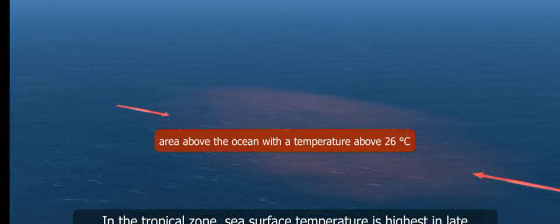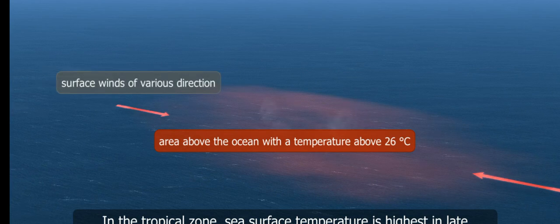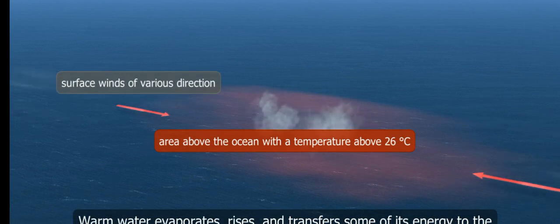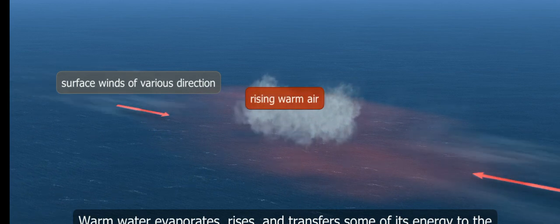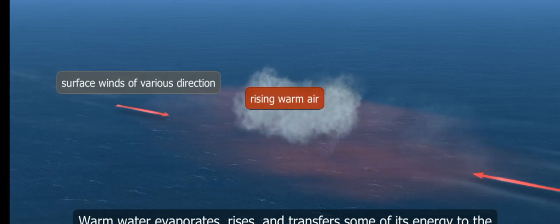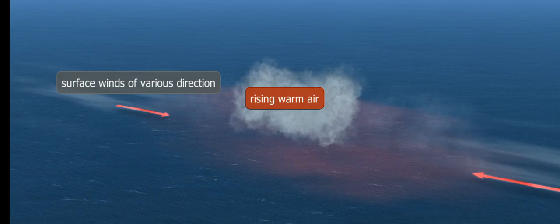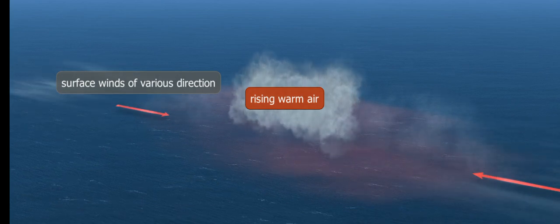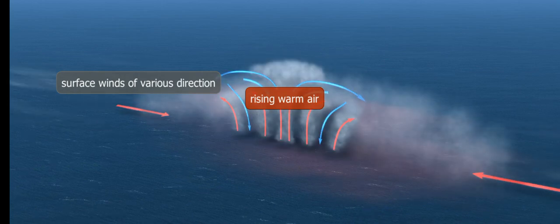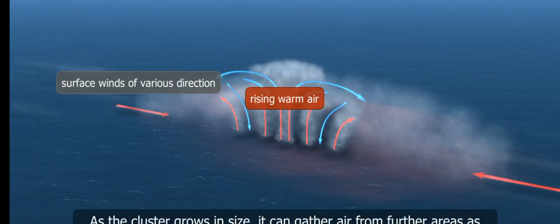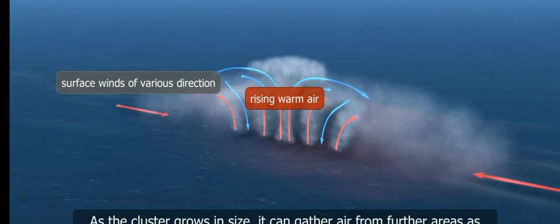In the tropical zone, sea surface temperature is highest in late summer. Warm water evaporates, rises, and transfers some of its energy to the atmosphere, thus forming thunderstorms. The wind blowing from the inside of the thunderstorm gathers air, forming an even larger thunderstorm cluster. As the cluster grows in size, it can gather air from further areas as well.